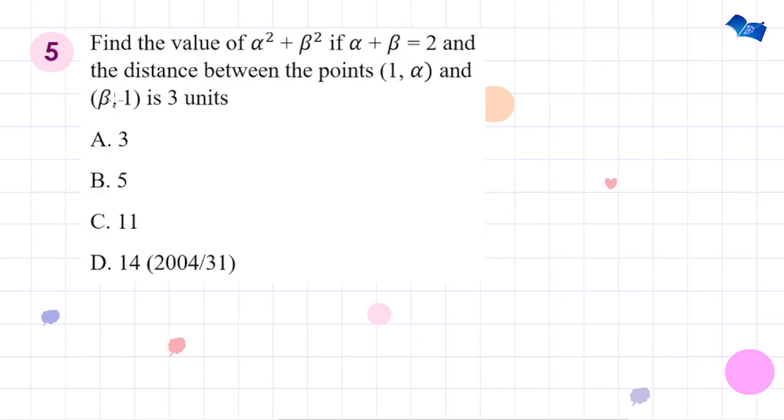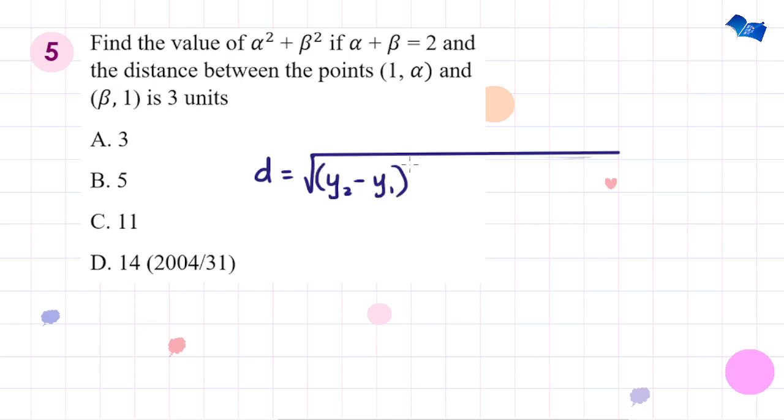Question 5. Find the value of alpha squared plus beta squared if alpha plus beta is equal to 2 and the distance between the points 1 and alpha and beta and 1 is 3 units. This is for coordinate geometry, the distance between 2 points. You know, if you want to find the distance between 2 points, the formula is the square root of y2 minus y1 squared plus x2 minus x1 squared, right?